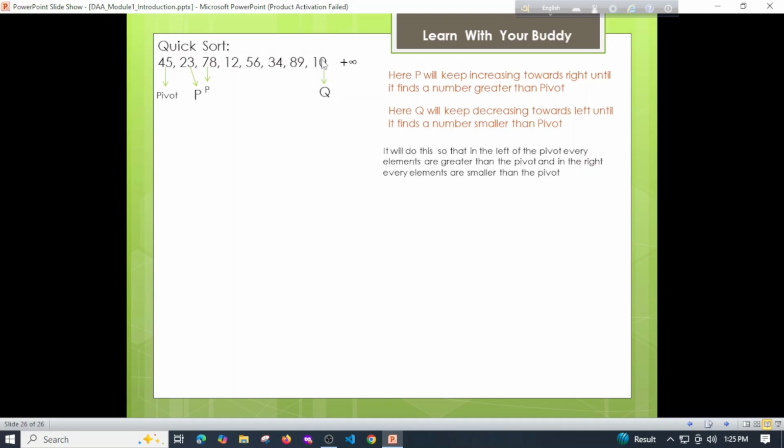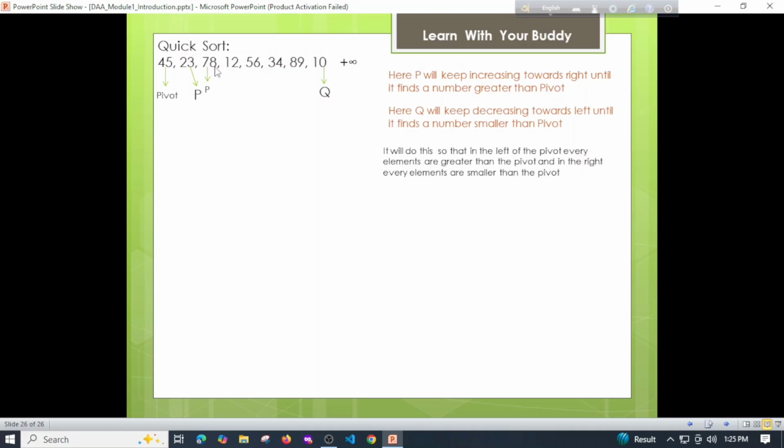Now suppose we are moving P to find an element greater than the pivot, but we do not get any element that is greater than the pivot. At that point we will use this infinity, because infinity is greater than any number, and it acts as a sentinel value, and then P will stop searching.